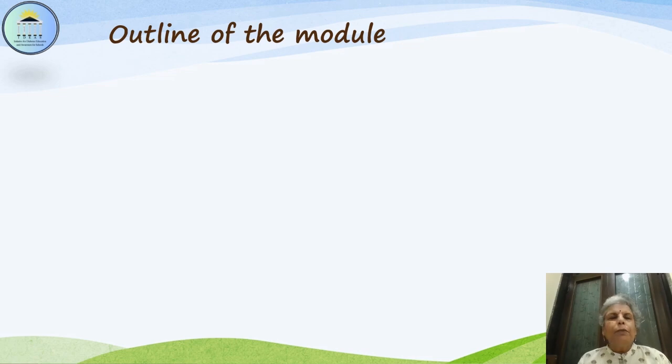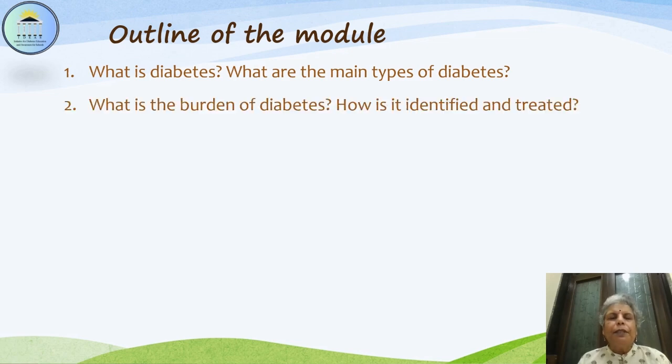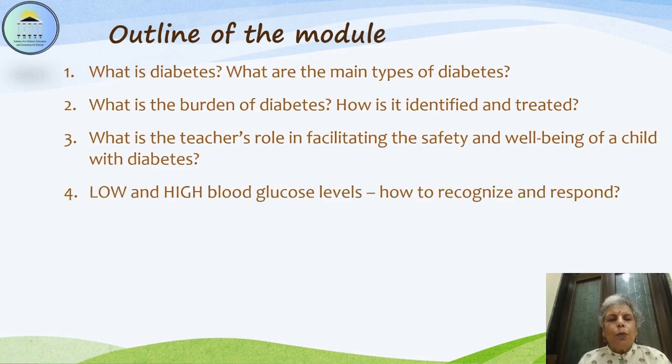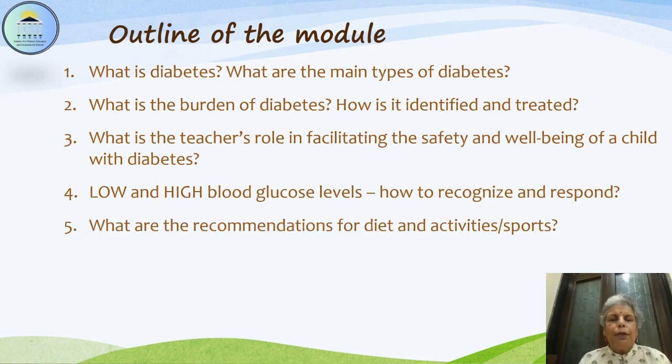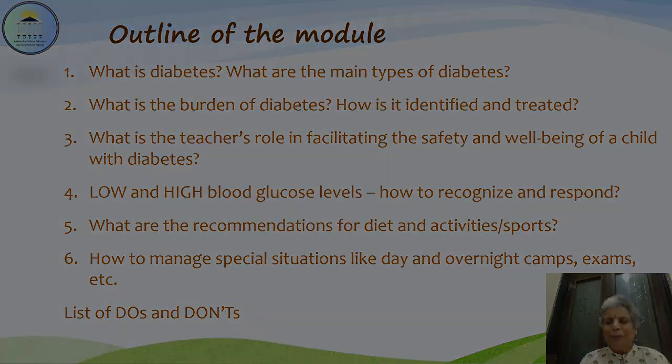And what will we be discussing in the module today? We'll be talking about what is diabetes and what are the main types of diabetes, how is it identified and treated, most important, what is the teacher's role in facilitating the safety and the well-being of a child with diabetes, what are low blood sugars, what are high blood sugars, how to recognize them and how to respond to them, what are the recommendations for diet and for activities and sports, and how to manage special situations like day and overnight camps, exams, etc. We'll end up with a list of do's and don'ts. Thank you.